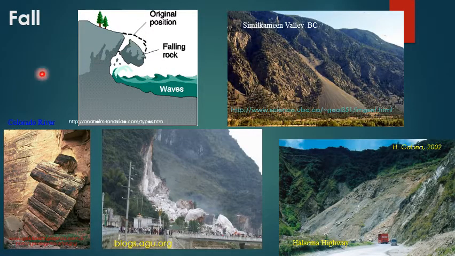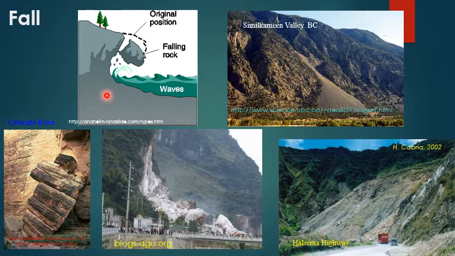Now we go to the description of each type of mechanism. First is fall. As you can see, the mechanism of fall is illustrated in this caricature. Rock falls are common in rugged terrains where slopes are oversteepened by processes such as wave erosion and undercutting by streams and rivers or road cuts.